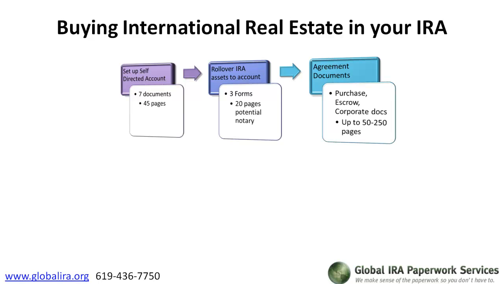So we're setting up a self-directed account. And that's, again, the easy step. So maybe you have 7 documents and maybe around 45 pages. Then the next step, rolling over IRA assets to an account: 3 forms, 20 pages, potential notary.